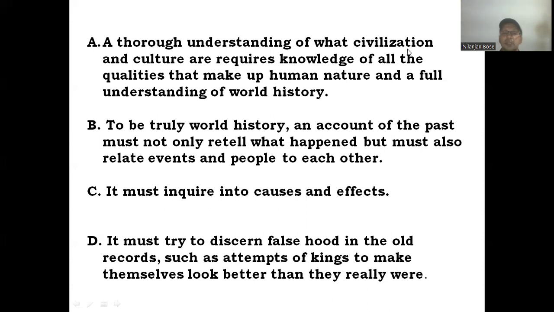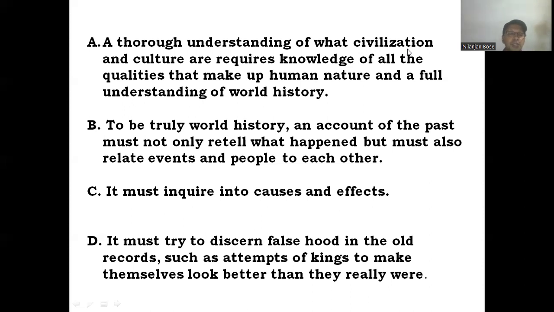Now, C: it must inquire into causes and effects. The first word that is going to be really important is it. It is a pronoun. It replaces truly world history. So definitely this particular sentence is talking about truly world history. So B and C, definitely these two sentences are connected.